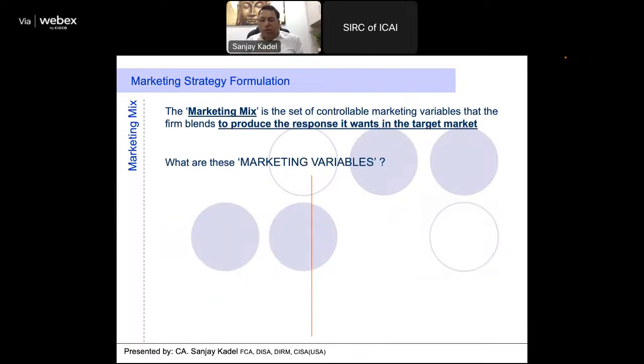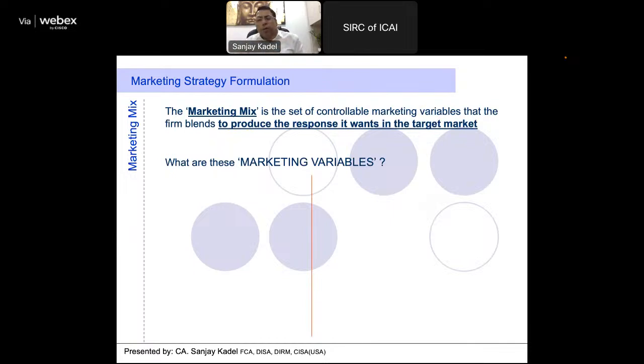So, when we discuss marketing, one of the important concepts is the marketing mix. What is this marketing mix? The marketing mix is a set of factors or components which are variable. Variable means you can play with it. You can tune it.